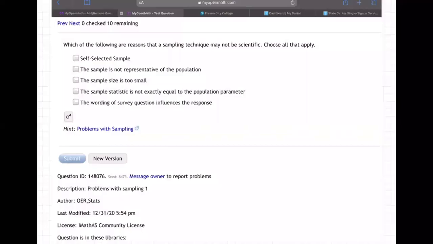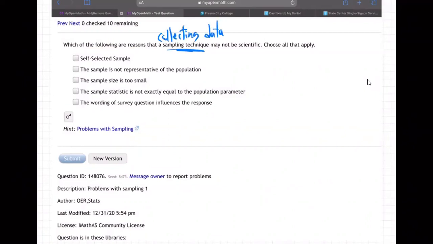Okay, so here are some questions. Let's talk about these. Which of the following are reasons that a sampling technique may not be scientific? So what are some things that make sampling a way of getting data? Sampling is collecting data. We call it sampling, collecting data.